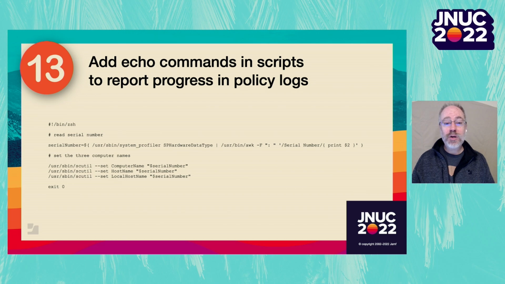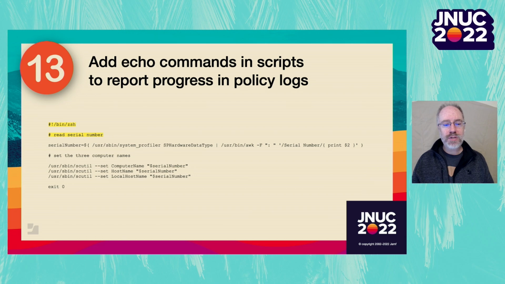Here's a simple script that I can include in a policy to rename a computer to its serial number. The first line is called a shebang, and that starts every script to tell your Mac what to use to run it. In this case, it's Z shell. Below the shebang, a couple of lines start with a hashtag or pound symbol. Those are just comments to help someone reading the script understand what's happening.